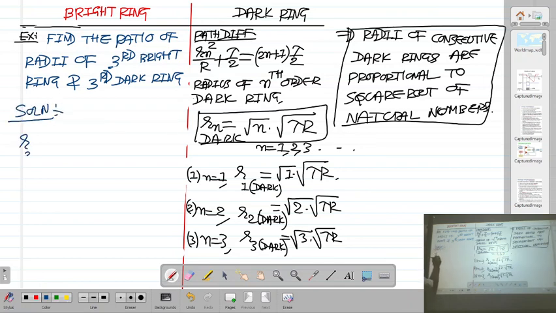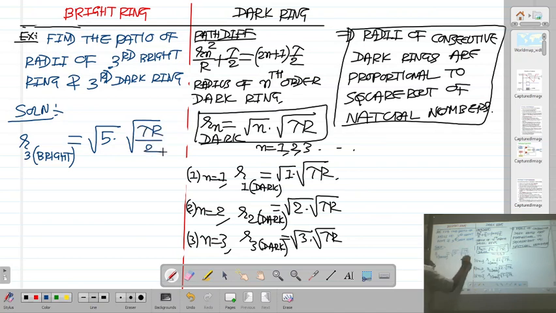The radius of the third bright ring is √5 √λ/2. Then you have to take the ratio of the radius of the third bright ring and the third dark ring. What is the radius of the dark ring? The radius of the nth order dark ring is √n √λ. You are given the third dark ring, so for the third dark ring n is 3.